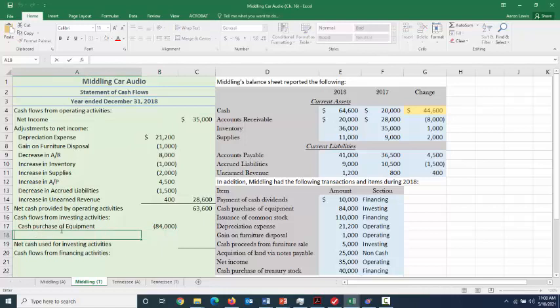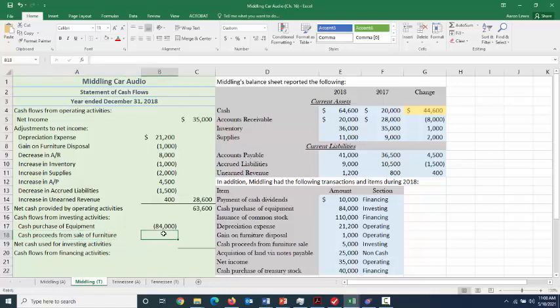Next up, the other item that we had that's going to go in this section is the cash proceeds from furniture sale. So we have our cash proceeds from the sale of furniture, and our cash proceeds from the sale of furniture here are listed as $5,000. We're the ones selling the item. We're the ones getting the cash, which means that has to increase our cash flow. So that's going to be a positive.